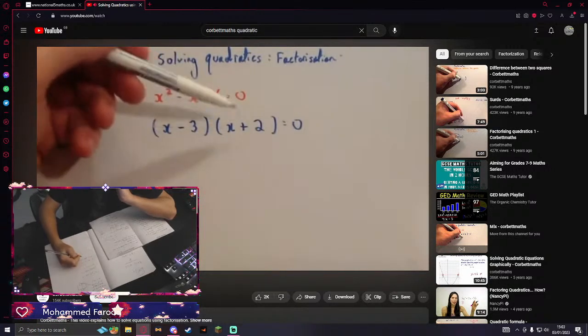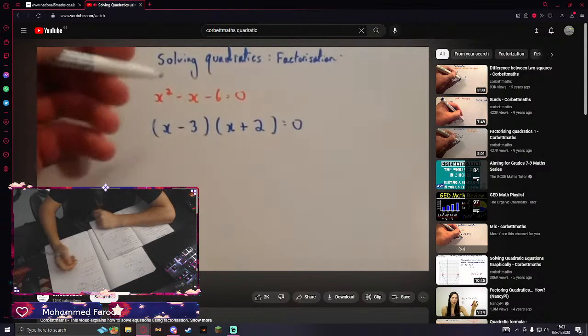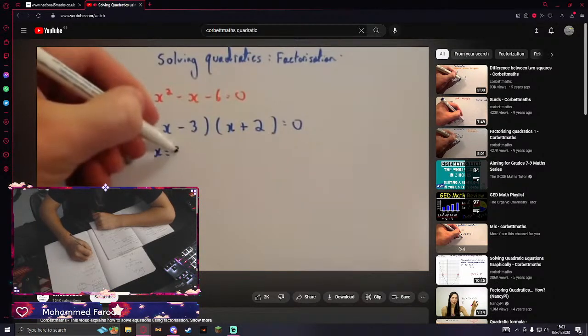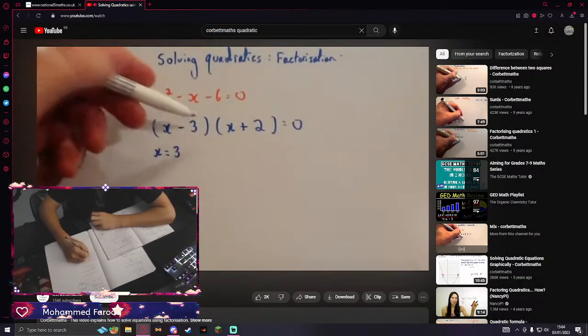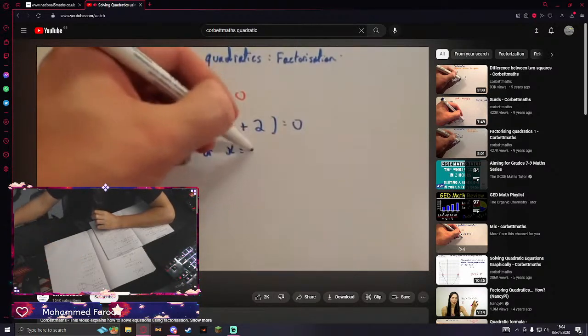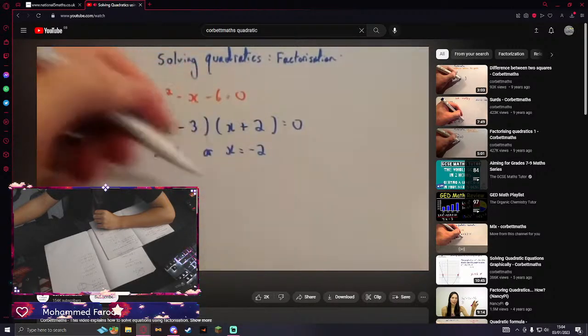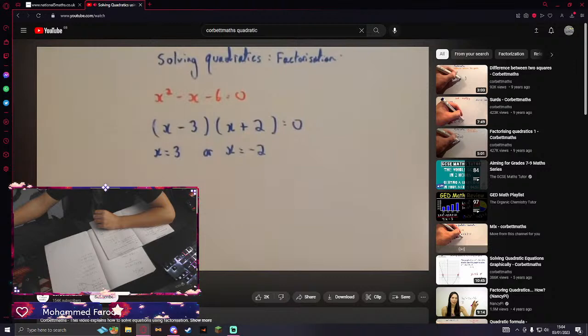Minus 3 times 2 is minus 6. Minus 3 plus 2 is minus 1. So that means either x equals 3, because x minus 3 equals 0, so x equals 3, or x equals minus 2 because minus 2 plus 2 is 0. So the solutions are x equals 3 or x equals minus 2.